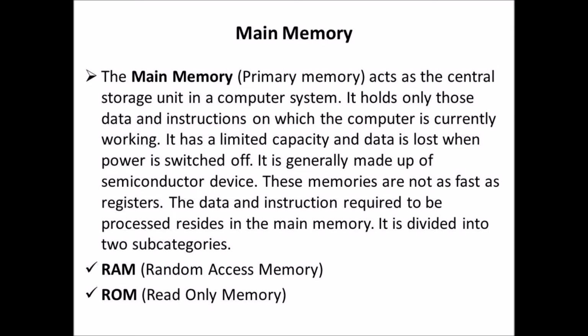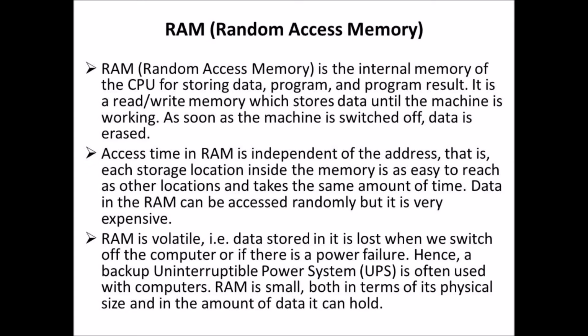It is divided into two subcategories. First one RAM, that is random access memory. Second one ROM, that is read-only memory. Random access memory. RAM is the internal memory of the CPU for storing data, program and program result. It is a read or write memory which stores data until the machine is working. As soon as the machine is switched off, data is erased.